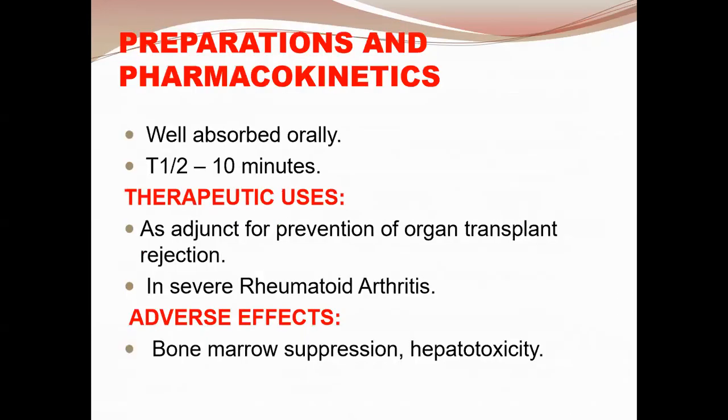So what are the preparations and pharmacokinetics of azathioprine? It is very well absorbed orally. It has a plasma half-life of 10 minutes. The therapeutic uses are, it is used as an adjunct for prevention of organ transplant rejection, and also in the treatment of severe rheumatoid arthritis. The adverse effects are mainly bone marrow suppression and hepatotoxicity.